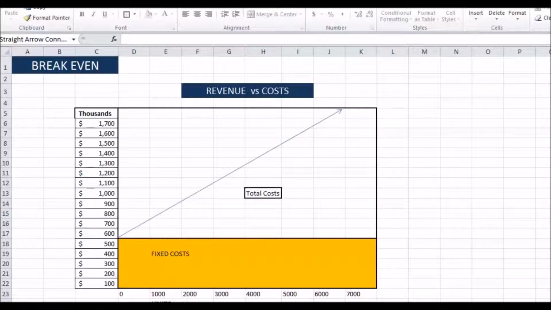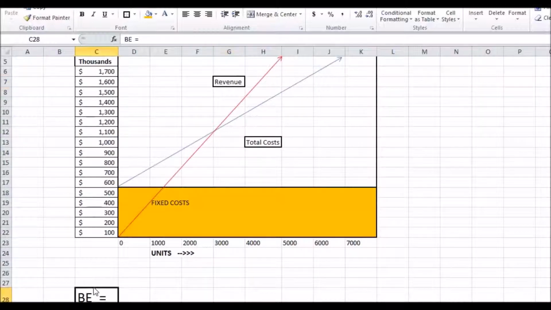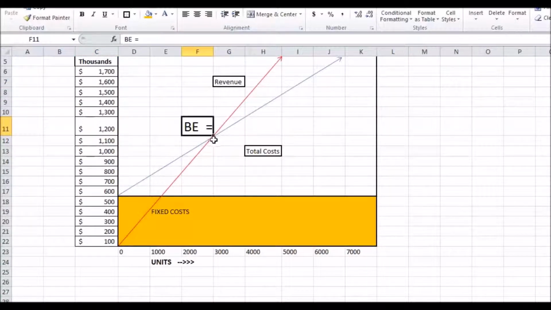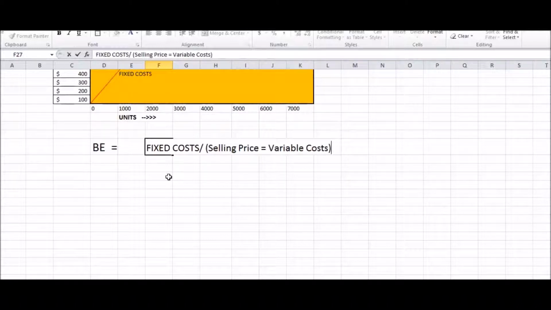In terms of revenue, when we sell units, we start at zero, and for each unit we sell, we get a certain additional amount of revenue at a higher rate than our costs. This would be the revenue. At a certain point, we find the two lines cross, and that's the point that we call the break-even. So our break-even point is a point where the costs exactly equal the revenue. Our break-even then is the fixed cost divided by our selling price minus our variable costs. And both the selling price and the variable costs are for each unit.